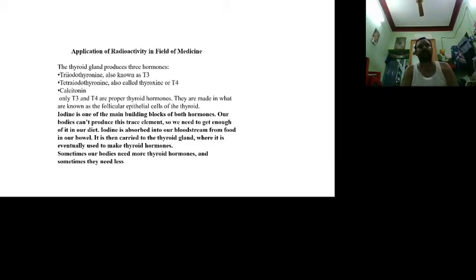Sometimes our bodies need more thyroid hormones, sometimes they need less. Suppose we administer radioactive iodine-131, a compound containing iodine-131 nuclei, intravenously. After 4 hours or after 24 hours, the patient is placed under the scanner, which detects the radioactive emission from the neck region, because our neck contains the thyroid gland.